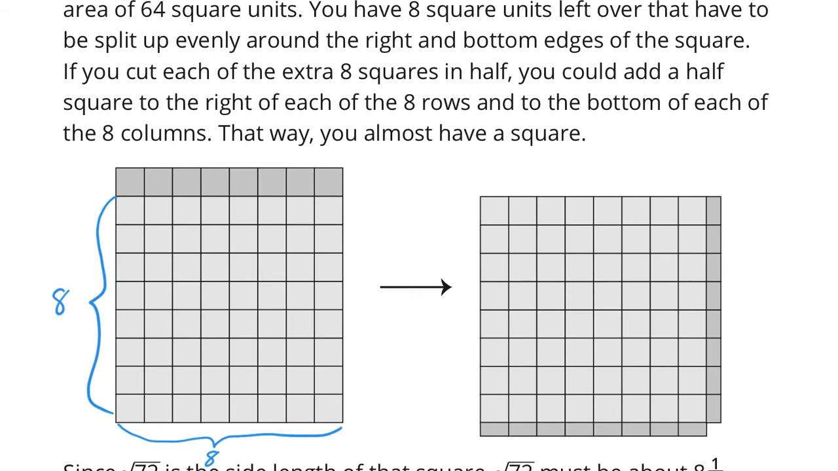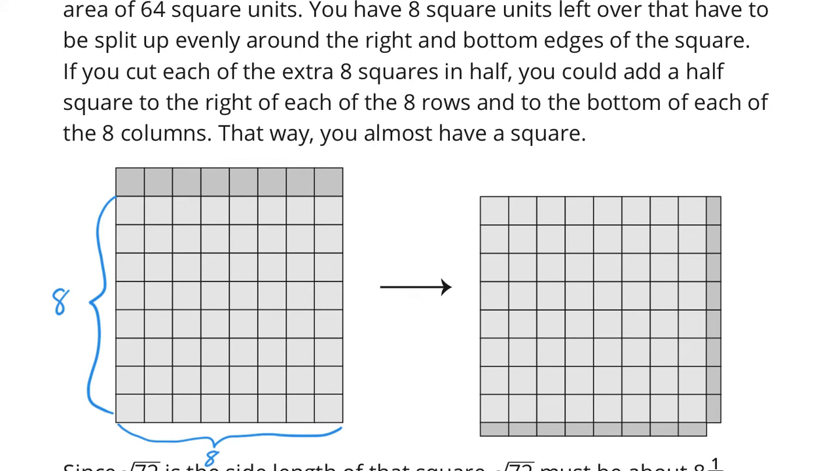So, it says you have 8 square units left over that have to be split up evenly around the right and bottom edge of the square. That's what these 8 squares are here for, right? Because 64 plus 8 is 72. So this shows we would need an area of 72, but we would need to find what is the side of that. So let's say we cut this in half, and half of that goes over here, and half of that goes over here, so it looks more like a square.